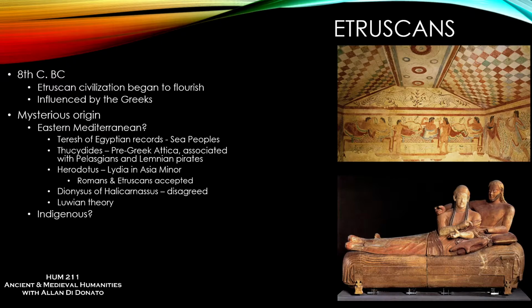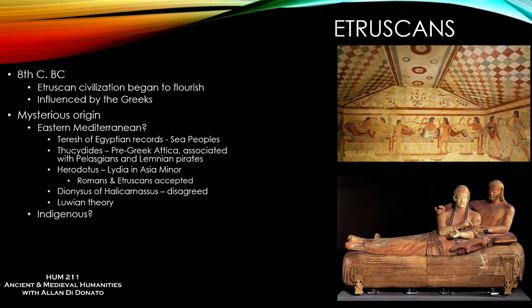So it's possible that they came from the east, and some of the things that lead us also to this conclusion would be some of the things the early historians mention. Thucydides actually ties the Etruscans to kind of a pre-Greek Attic people right there around Athens. If you remember, Attica is where Athens was. That were associated with these Pelasgian groups and even the Lemnian pirates. And I'll mention Lemnos in just a second.